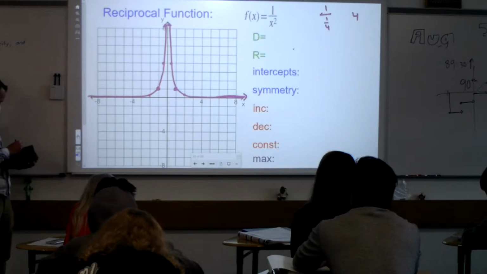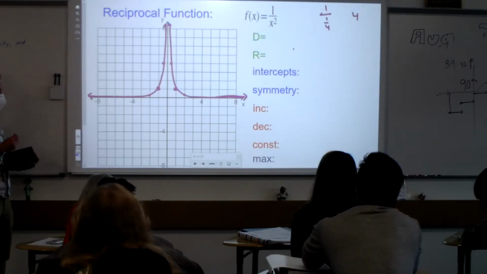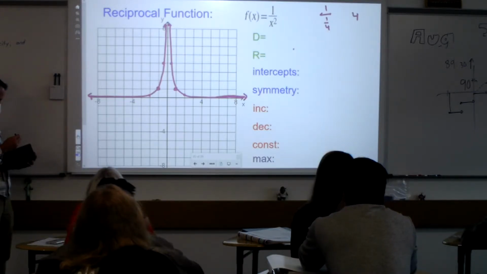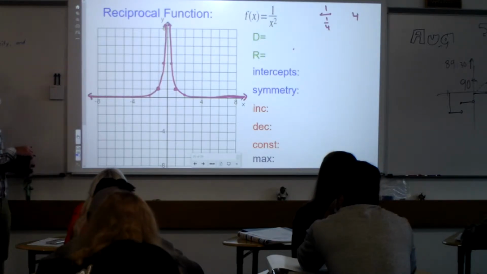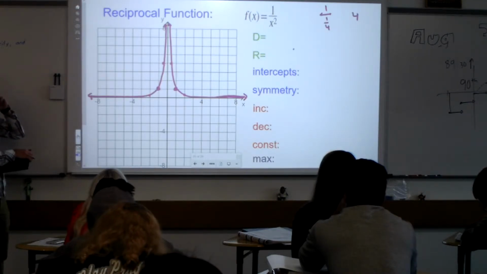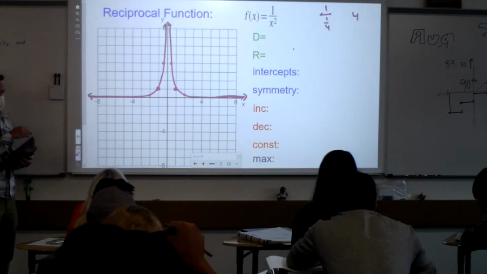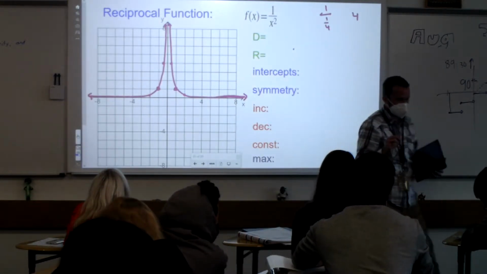So 1 over x, it looked like what I would call a ninja star. This one I call a volcano. Because if you can just imagine, this is the top of a volcano and then smoke billowing out, right? This is your volcano. Your key features will be very similar. I'm going to let you finish filling those out on your own. Alright, so these are our main parent functions.